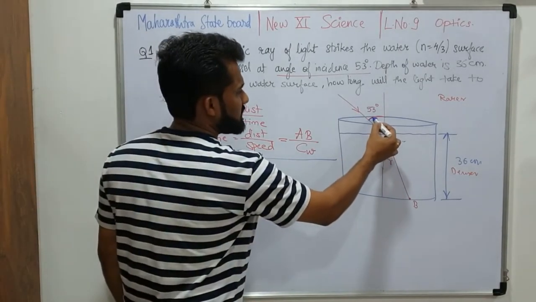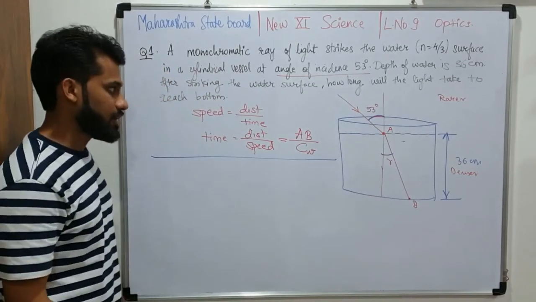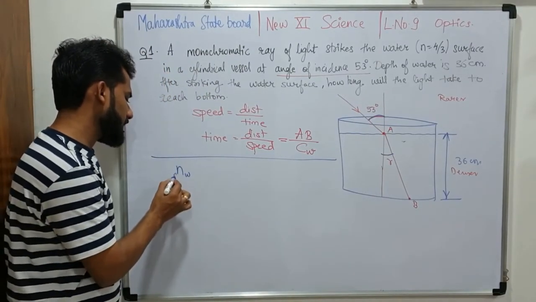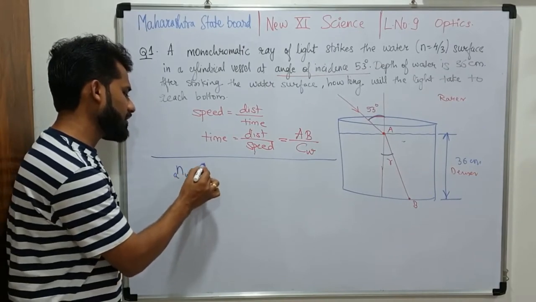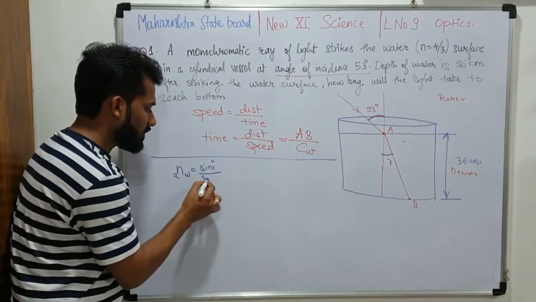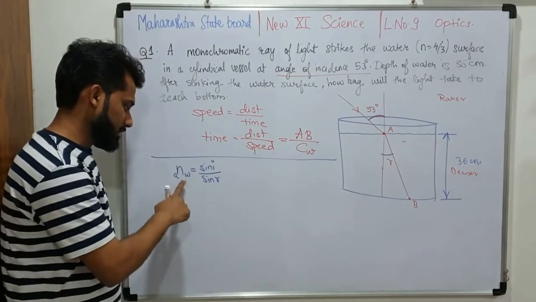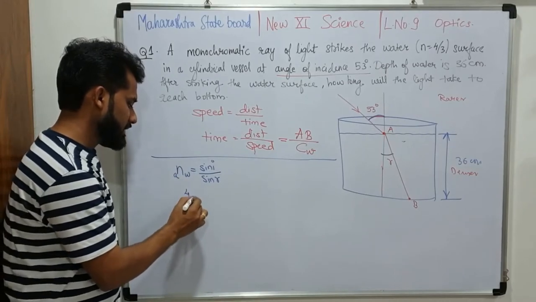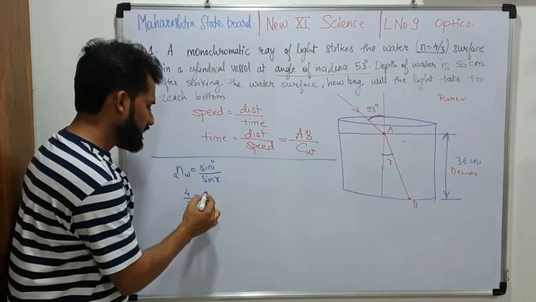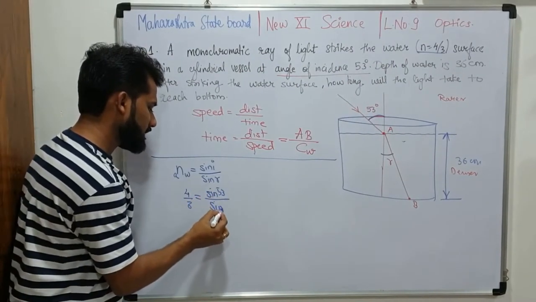Since this is the angle of incidence, first I will find the angle of refraction using Snell's law. And what is Snell's law? Refractive index of water with respect to air is sine of the angle in air, that is 53, upon sine of the angle of refraction in water, which is what we are going to find. The refractive index is given as 4 by 3. What is the sine of the angle of incidence? It is sine 53 upon sine r.